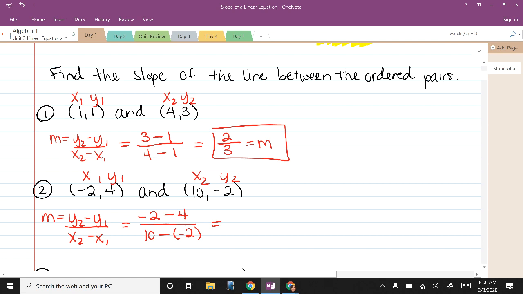And then I simplify. What's -2 minus 4 in the numerator? -6. What does minus a negative change to? A plus. So 10 plus 2 is 12. And what does -6 over 12 reduce to? -1/2. So always reduce your slope.